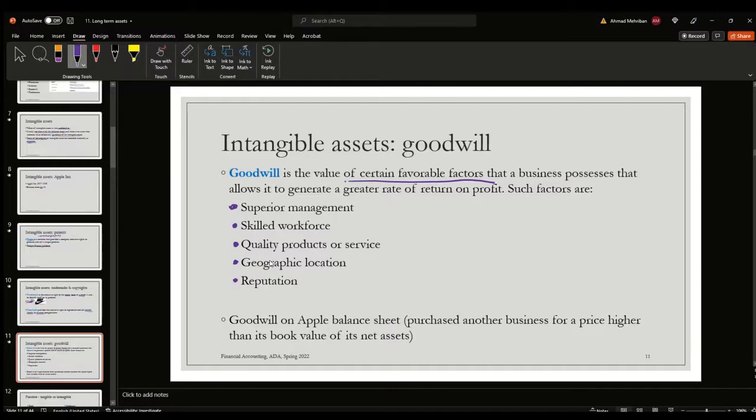Now, goodwill on the Apple balance sheet, for example, if we see it there, it will be the price paid for another business that is higher than the book value of its net assets. For example, let's say that Apple or any other company has purchased another company. This seems like a dystopian or apocalyptic scenario, but let's say Meta, the Facebook company, the current name, has been purchased by Apple.